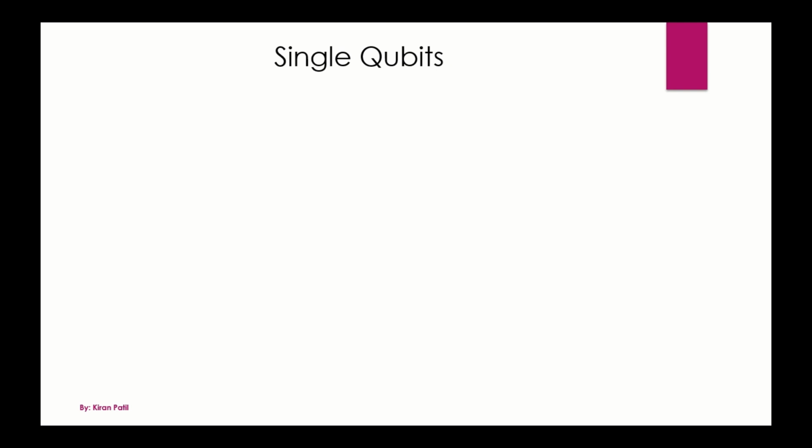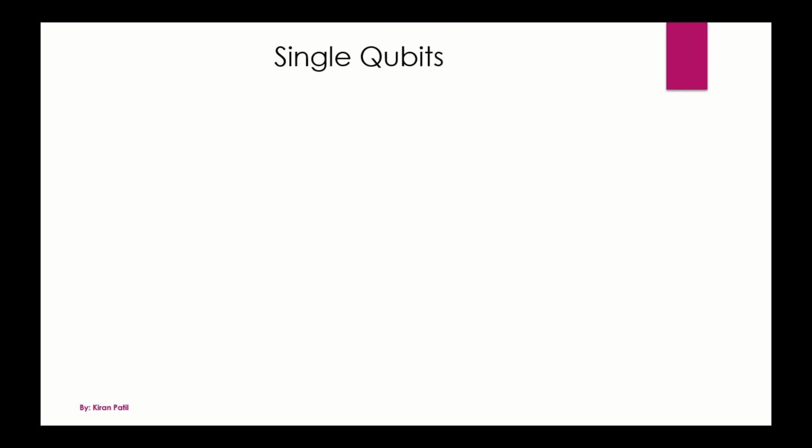A qubit, or quantum bit, is the smallest unit of quantum information, same as in classical computing, where 0 and 1 is the smallest bit of classical information. In quantum, a qubit is the smallest unit of quantum information. So as we know, in classical computing, we can use either 0 or 1. But in quantum computing, we can use the qubit, which is a superposition of 0 and 1, right?